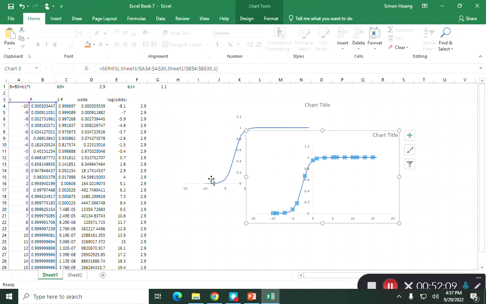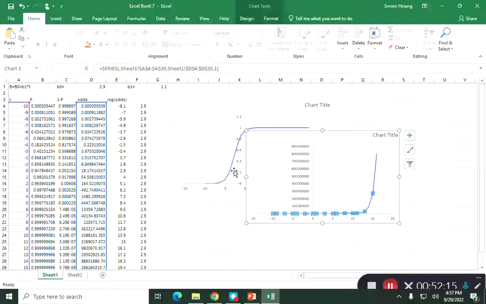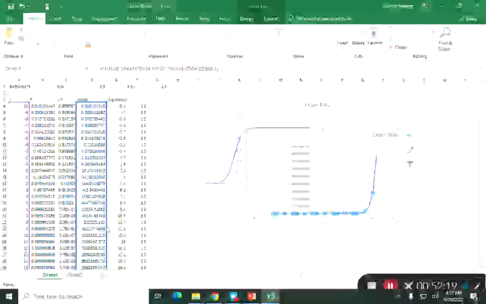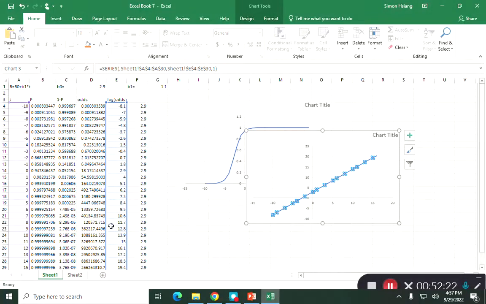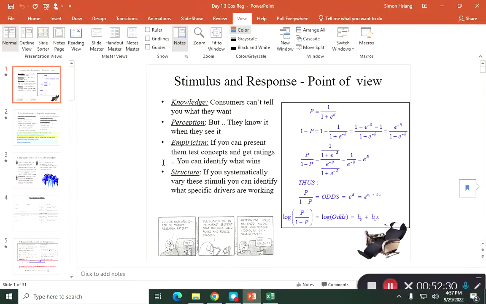Transfer function 0 to 1, ugly. 1 to 0, ugly. Odds as an elbow function, still ugly. When you put a log on something, it becomes a straight line. So once it becomes a straight line, what can you do?